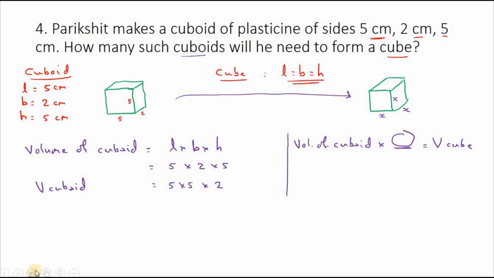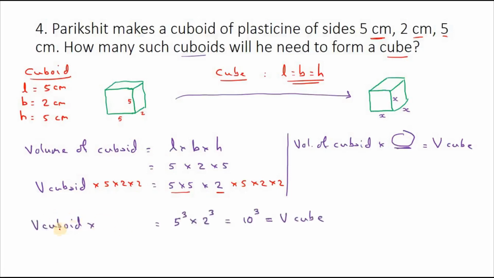Now I want to make it equal. I have two 5s up here, so you can see one 5 remaining. If I multiply this by one 5, I get three 5s. And 2 is only one time, so I need 2 more, so I'll also multiply 2 into 2. Whatever I do on the right side, I do on the left side. So now the volume of cuboid multiplied by 5 into 2 into 2, which is 20, will become 5 into 5 into 5, 5 cube, and 2 into 2 into 2 is 2 cube. That's 5 cube into 2 cube, which is 10 cube, and 10 cube is now the volume of the cube.